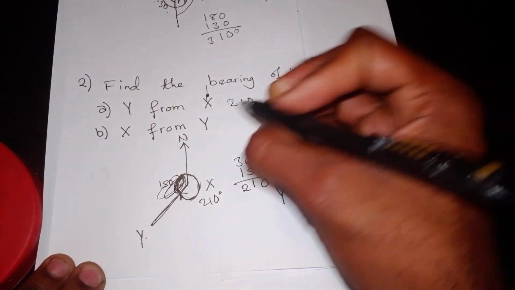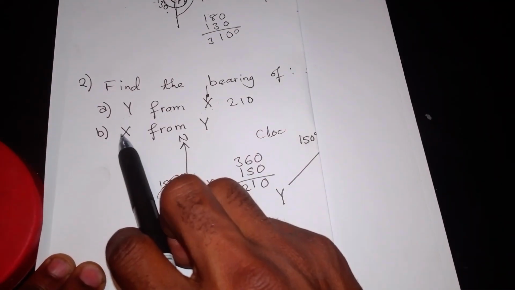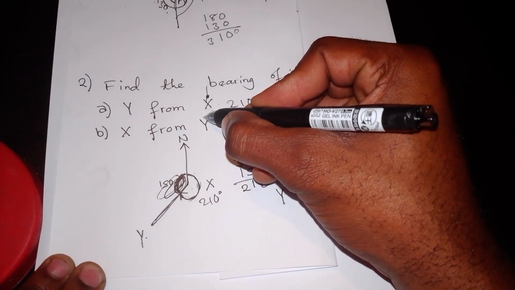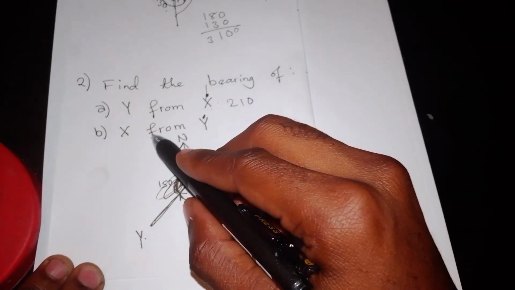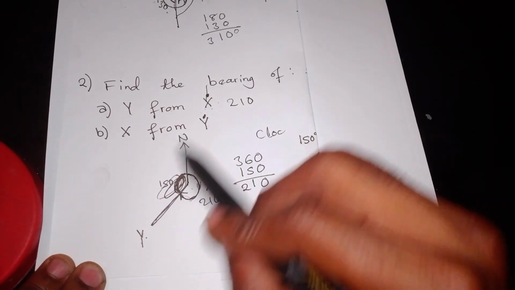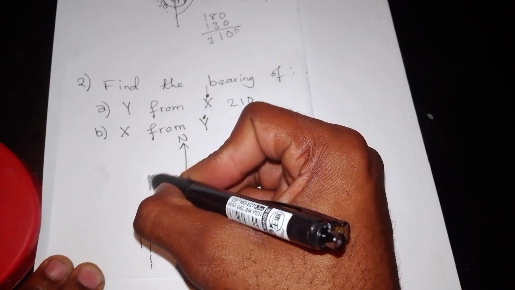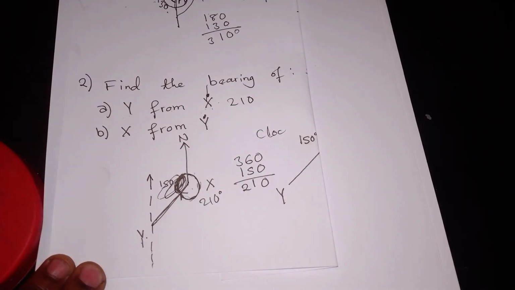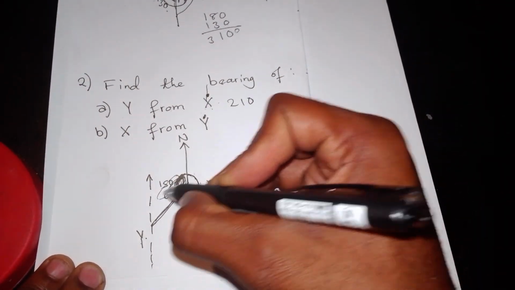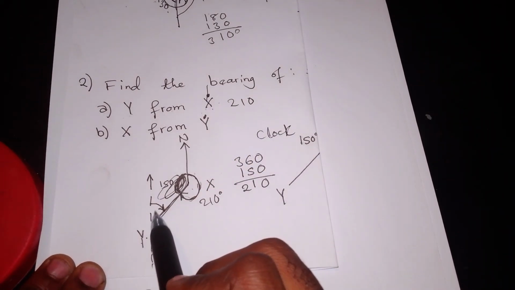So this is 210, and then find the bearing of X from Y. On part B, as you may have guessed, you start from Y going to X. Remember, it's from Y to X. So for the bearing of X from Y, you go to Y, you draw a north line, since the north line has not been drawn for you here, and then you draw an arc in the clockwise direction from Y all the way to X, like this. So now your job is to find this angle.